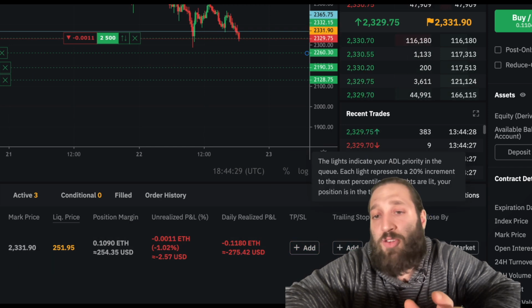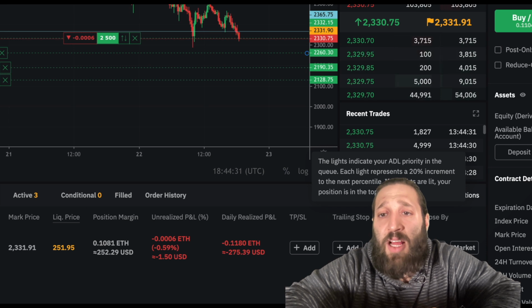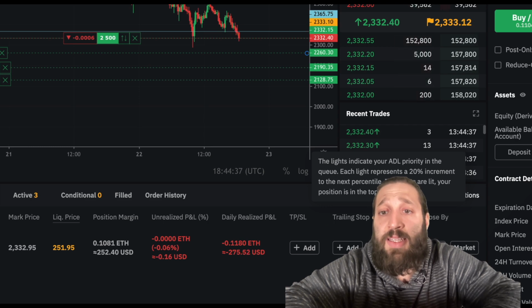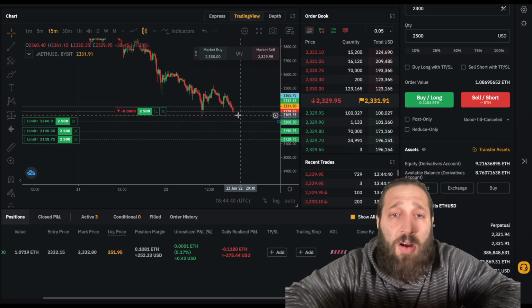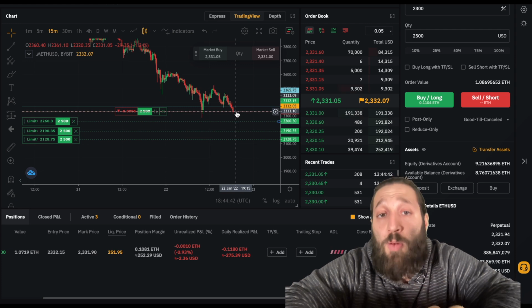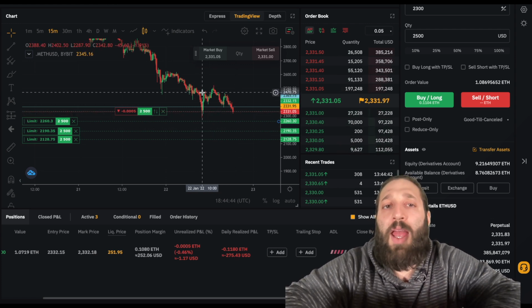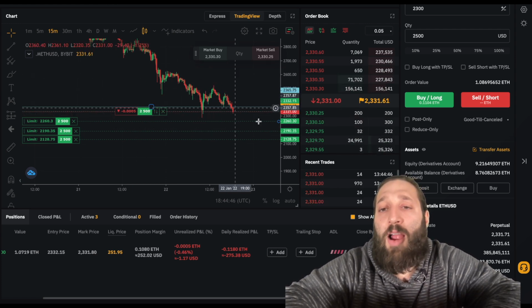I will just read it. It indicates your ADL priority in the queue. Each light represents a 20% increment to the next percentile. If all lights are lit, your position is in the top percentile. So my long is in the top percentile almost, because I caught it pretty much at the bottom, and a lot of people are probably long at higher levels.